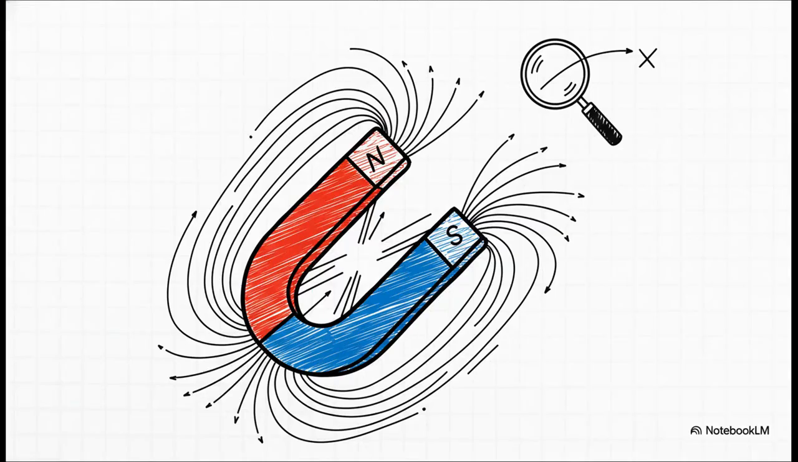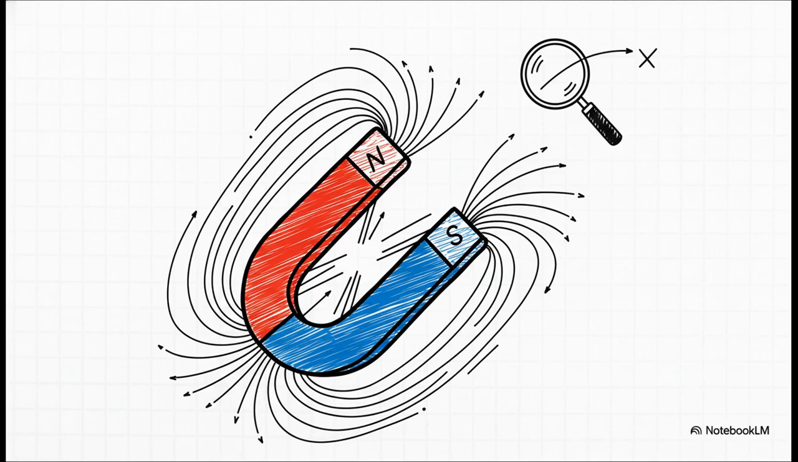Now these lines, they have some really important properties. Beta, please pay attention here. These are favorite questions for 1-mark MCQs. First, they always form closed loops. They don't start or end anywhere. They just loop around. Second, they never ever cross each other. Why? Well, think about it. If they crossed, it would mean the magnetic field has two directions at the same point, and that's just impossible.